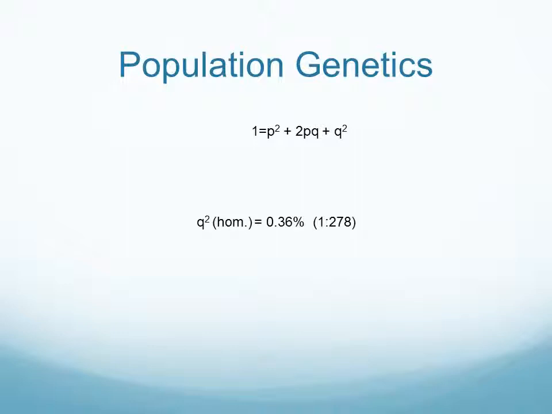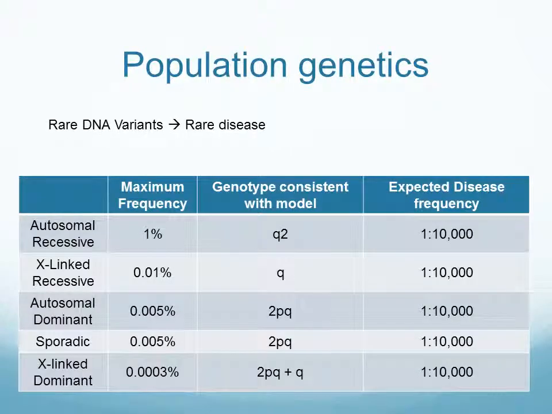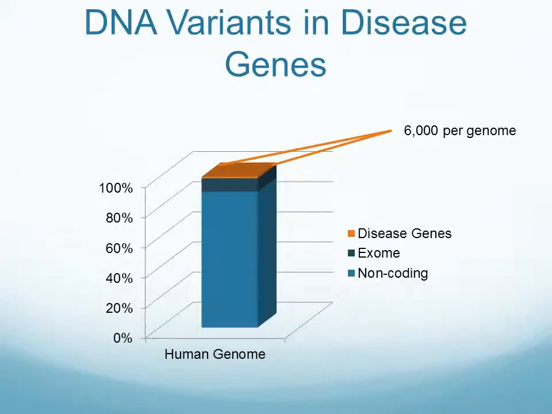By calculating p squared, we find that less than 1% of people should be homozygous for this variant. That may seem rare. After all, only 1 out of 278 people would be homozygous. However, that's still too common to cause a rare genetic condition. Let's go back to this table. Hopefully it makes a little more sense now. In the middle column, I've listed the Hardy-Weinberg style genotypes consistent with the listed modes of inheritance. In the maximum frequency column, I've listed the highest possible allele frequency that could lead to a disease as rare as 1 per 10,000 individuals, which is consistent with most rare genetic conditions.